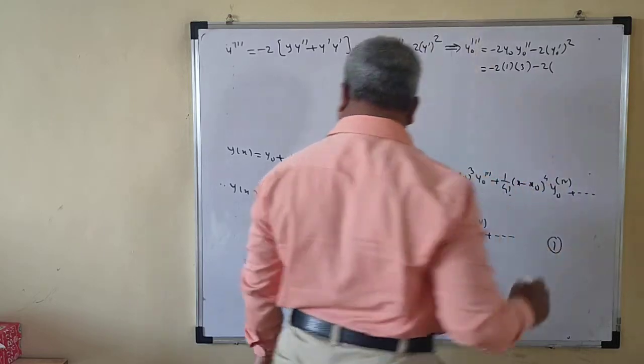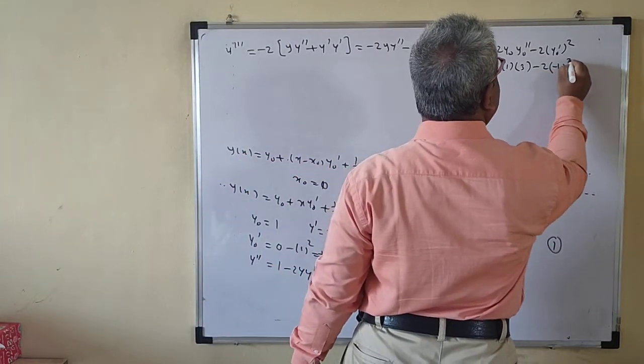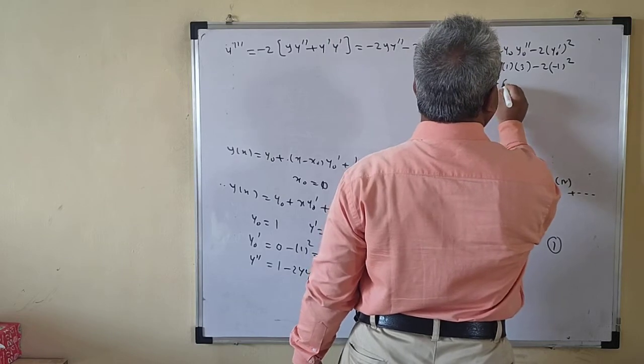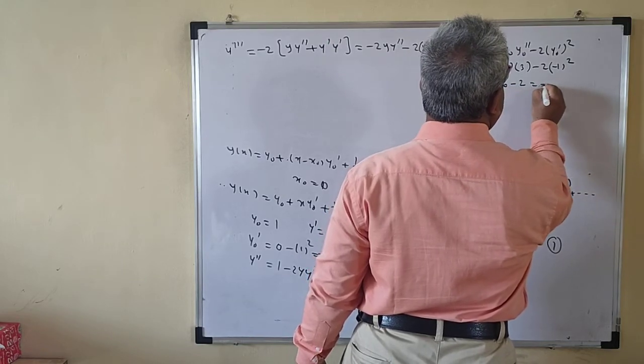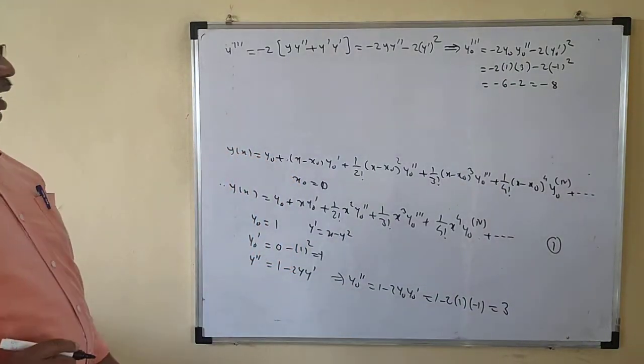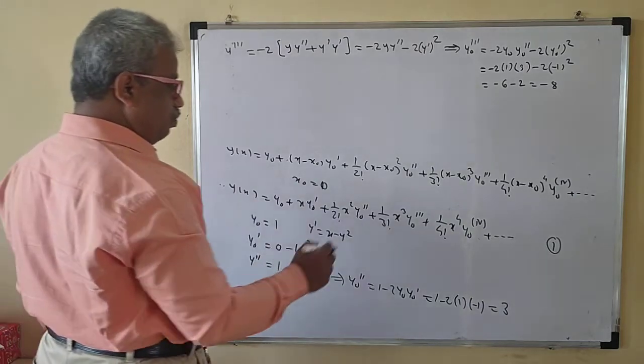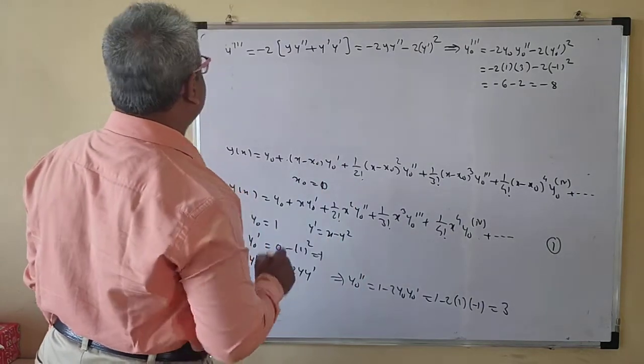Minus 2. y naught prime is minus 1. So minus 1 squared. So this is minus 6 minus 2, so this is minus 8. Okay. So now we'll find one more term.